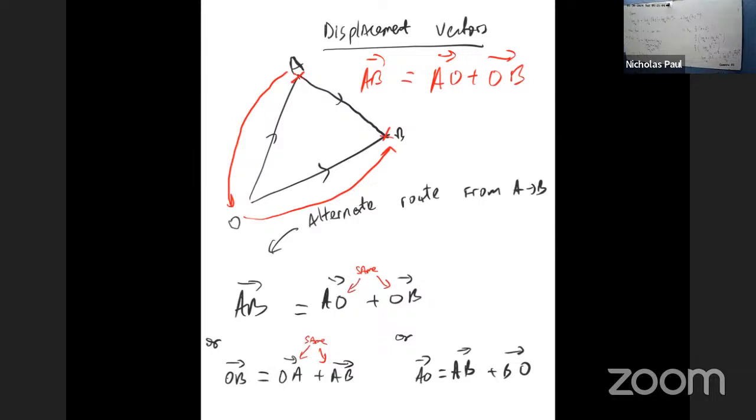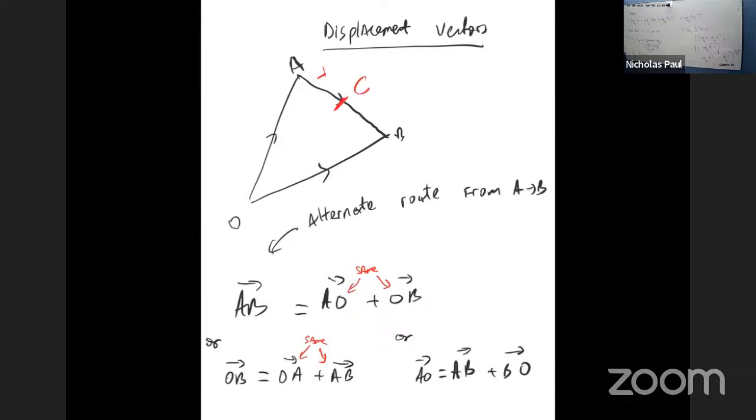Right? How would you find, let's say C is the middle, half and half. How do you find OC? Draw a line from O. So you can find O to A plus A to C. Or it could be O to B plus B to C. Anyone can do it.